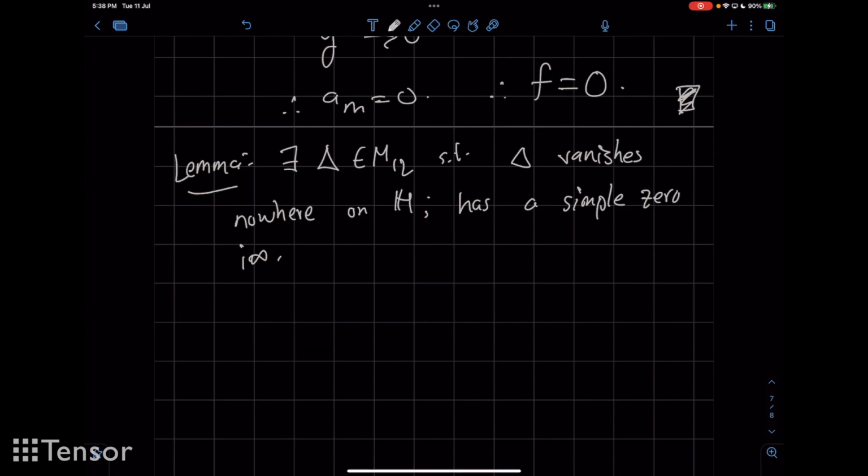Okay, what do we mean by a simple zero at i infinity? We mean that the q expansion of delta is q plus b2 q squared plus and so on. Ideally, I should have written b1 q, but we can always scale that, and then divide by q. Sorry, I mean it has a simple zero at infinity. Simple zero at infinity.